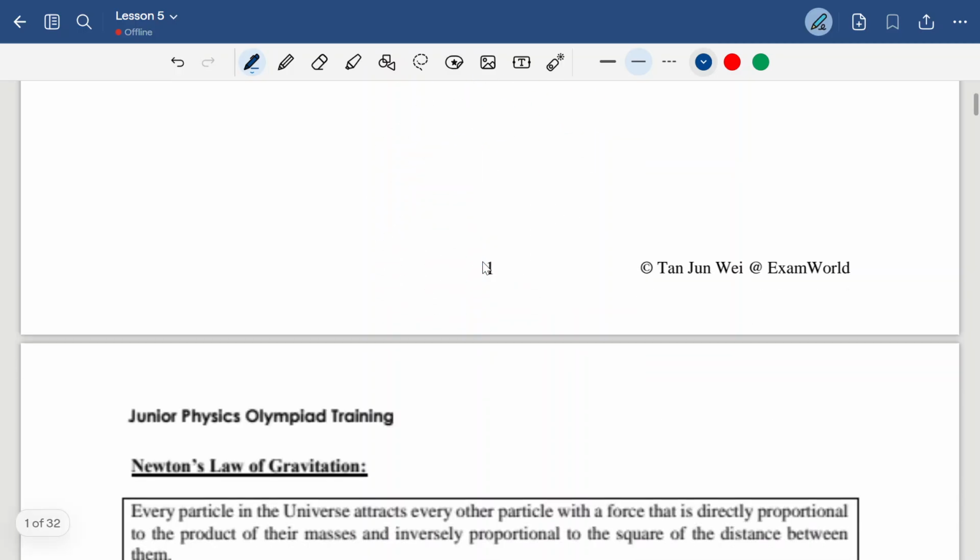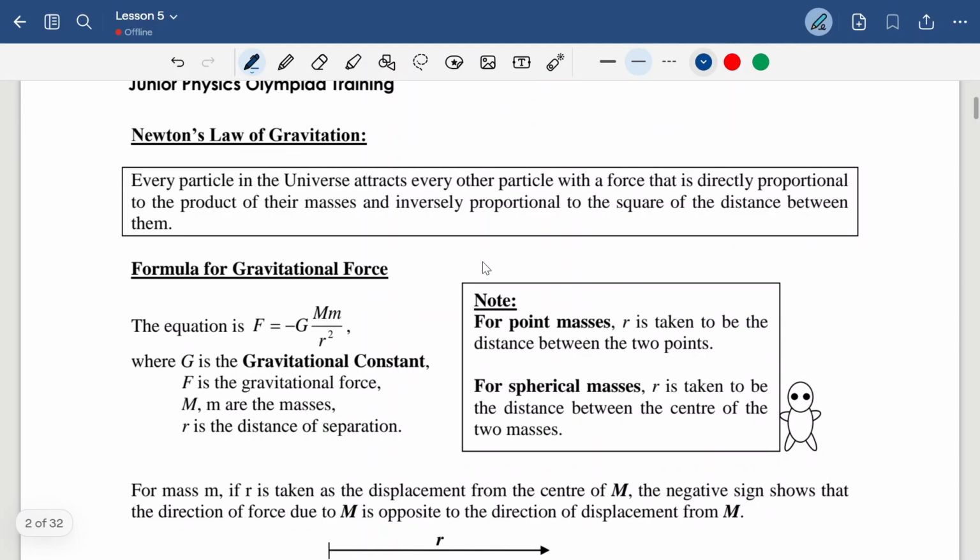Next, which brings us to Newton's law of gravitation. Every particle in the universe attracts every other particle with a force that is directly proportional to the product of their masses, and inversely proportional to the square of the distance between them. So the gravitational force is proportional to the product m1 m2 of the two masses, and inversely proportional to the square of the distance between them. The constant of proportionality is given by the gravitational constant, G.